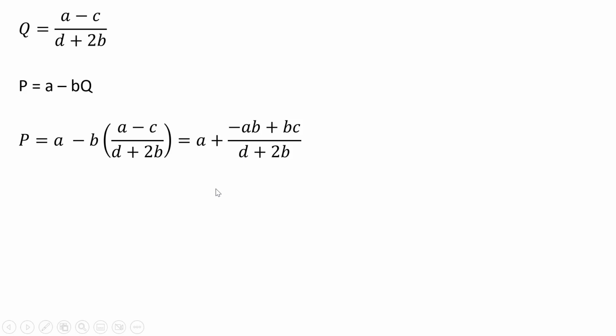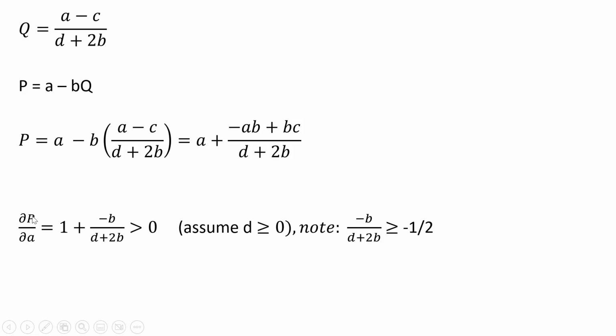We want to find the effect on the monopolist's price from a change in A. So we're going to take the partial derivative of the profit maximizing price with respect to A. We're going to get back the following result. So the partial derivative of A here is 1. The partial derivative of this expression with respect to A just leaves us with this. And this result here is going to be greater than 0.